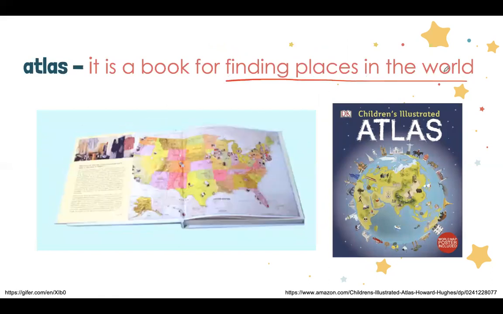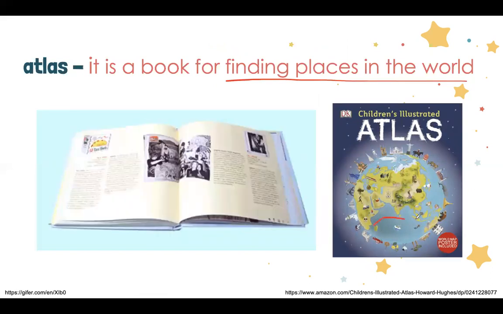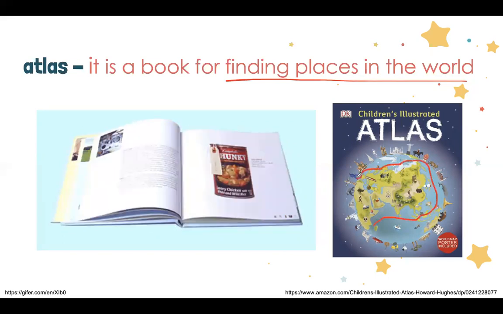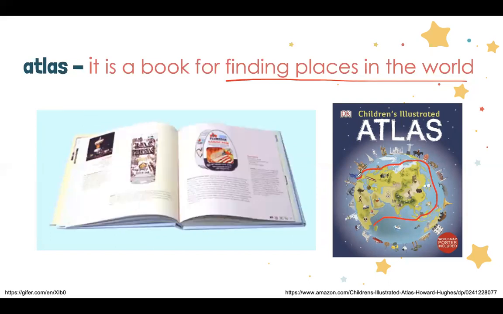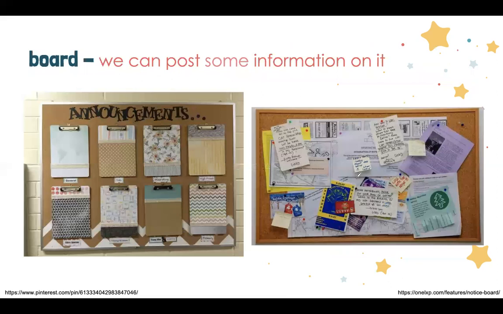So as I said earlier, this kind of book has a map. Okay, it has a map of the world. So you can find different places using an atlas book. Next is a board. Okay, so a board, we can post some information in it. So we can post information just like this one, announcement, just like what I said earlier.